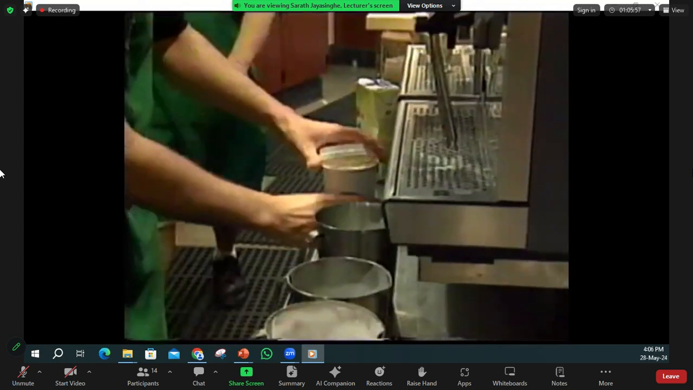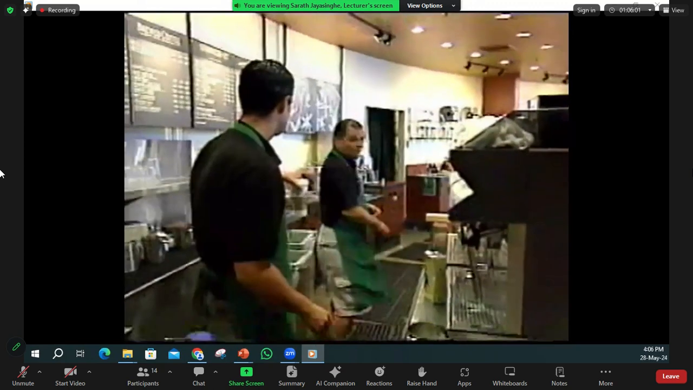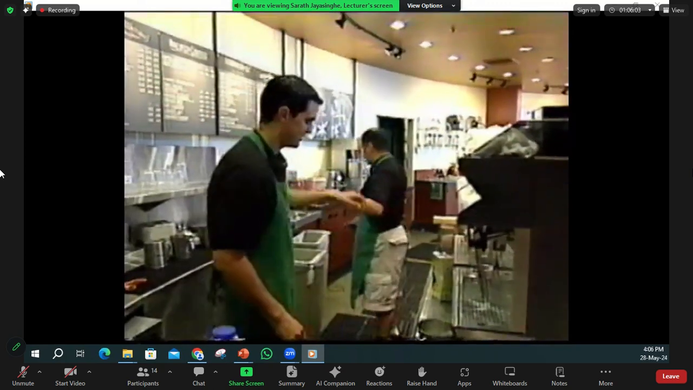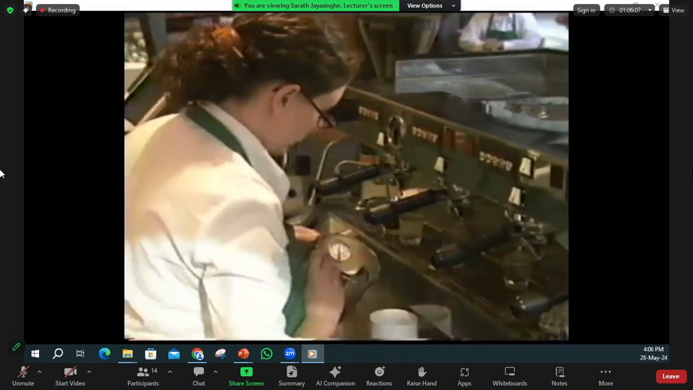And Starbucks says that local relevance is achieved through its most important asset, its employees, or partners as they're called. The company says it spends more on training and development than it does on standard forms of marketing.